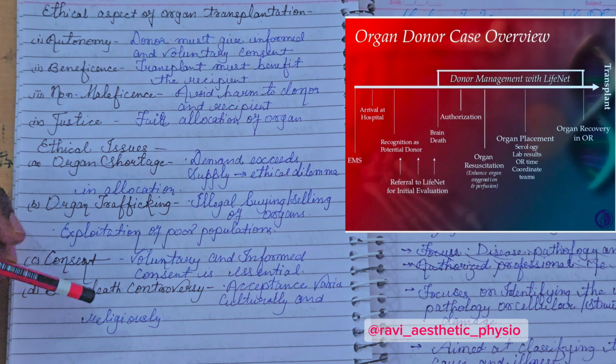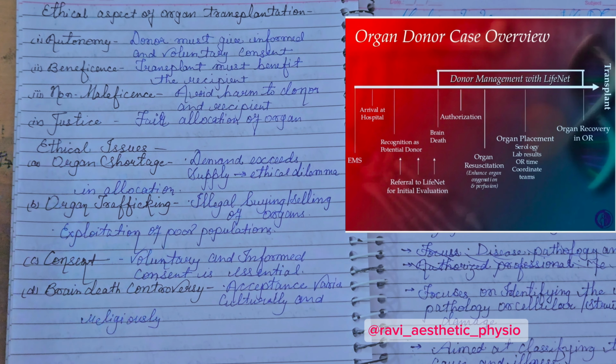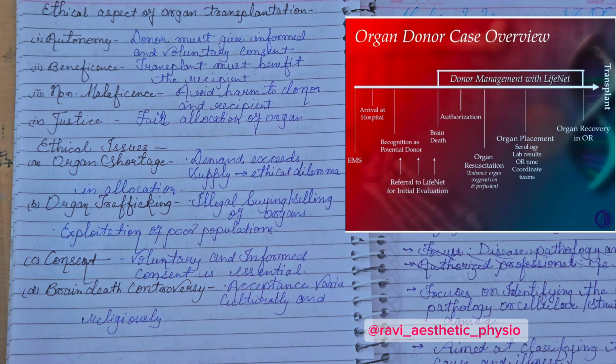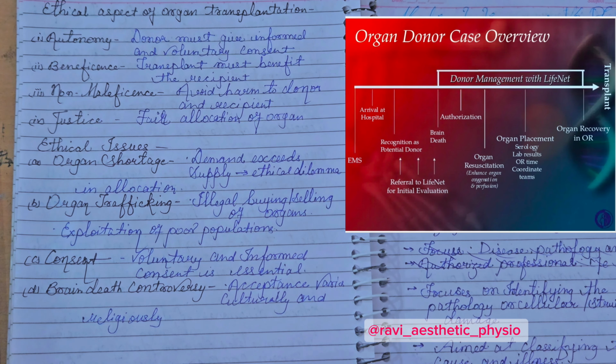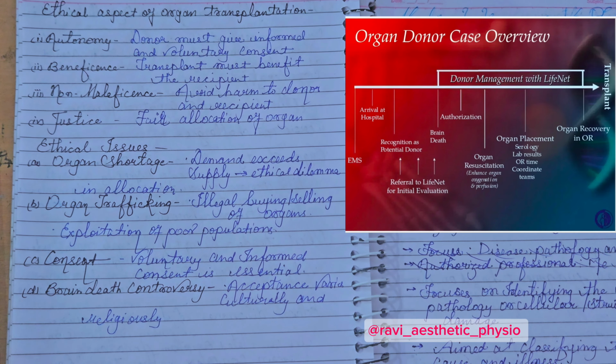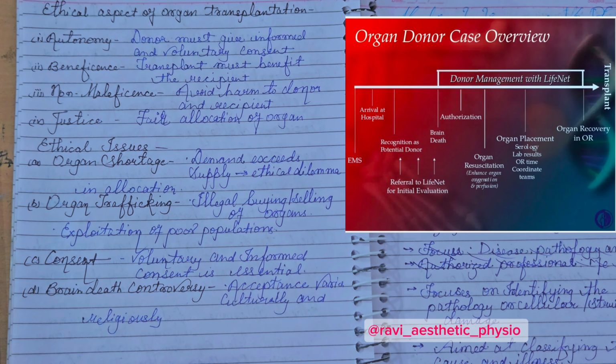Next is brain death controversy, with acceptance varying culturally and religiously. If a patient of one religion sends an organ to a patient of another religion, there is a controversy in the Indian constitution, so they have to make a consent form and get the signature of a higher authority for sending the organ to the other person. That is the whole overview of organ transplantation.